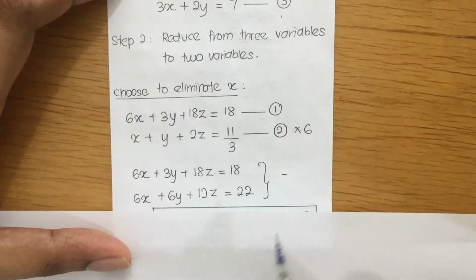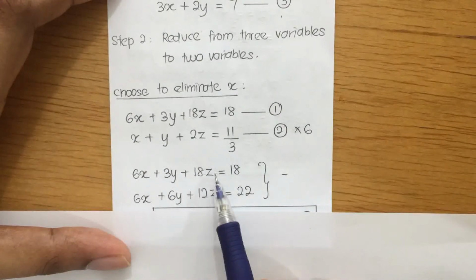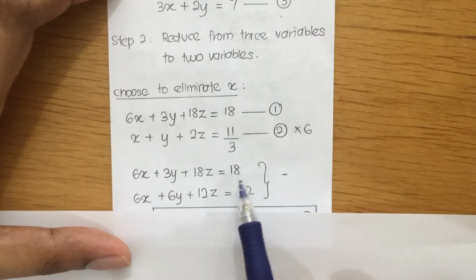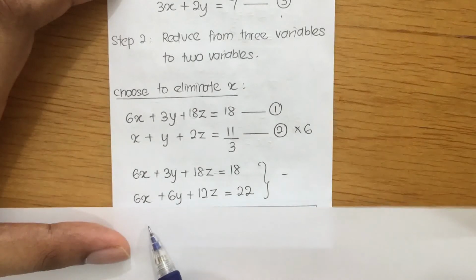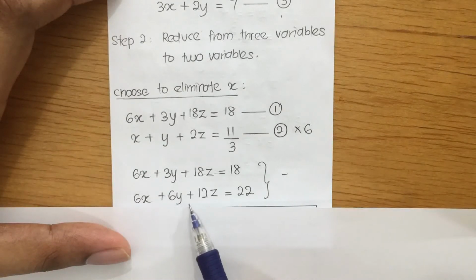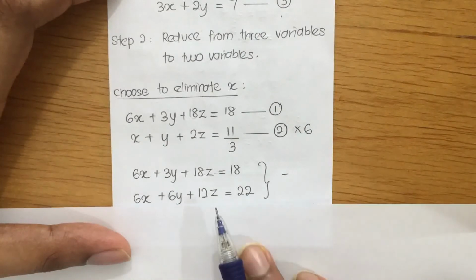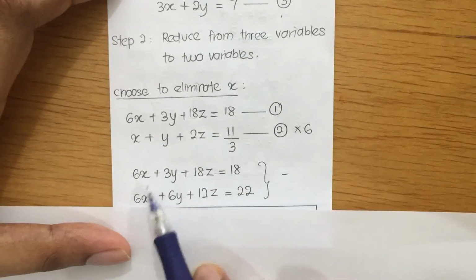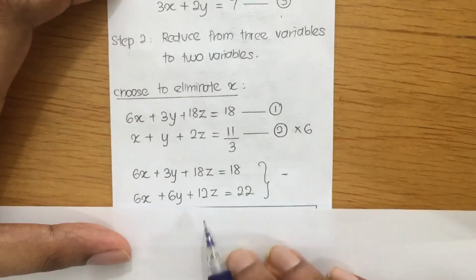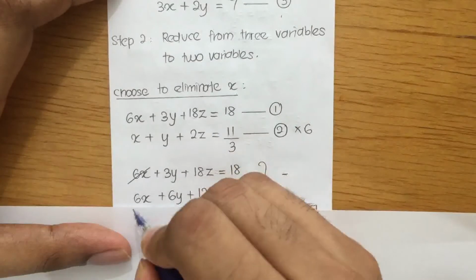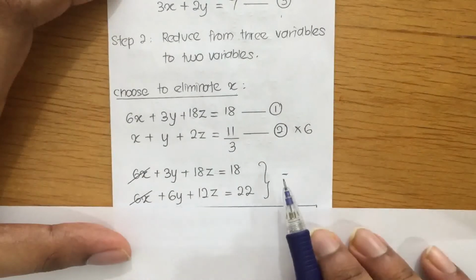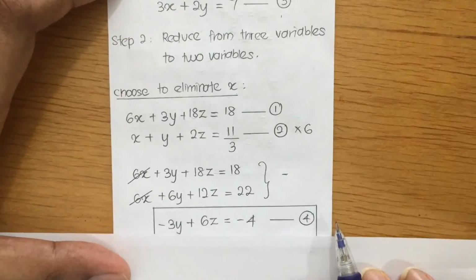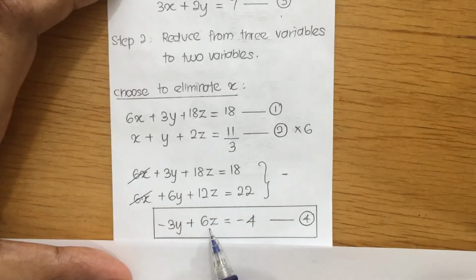From here you should get 6x plus 3y plus 18z equals 18. This is for the first equation, which has no change. But for the second equation, since you have timesed the whole equation by 6, you get 6x plus 6y plus 12z equals 22. To eliminate the 6x and 6x, you minus both equations, so you cancel this off. 6x minus 6x, you get 0. You minus these two equations respectively, and you should get negative 3y plus 6z equals negative 4. So this is your fourth equation.